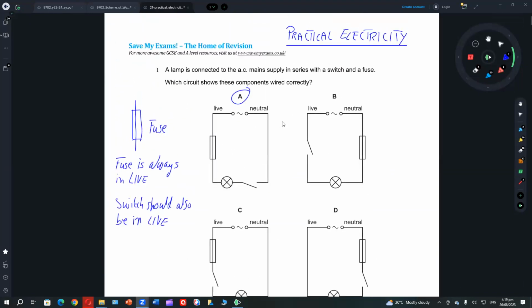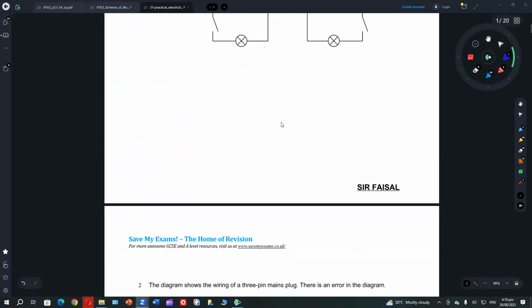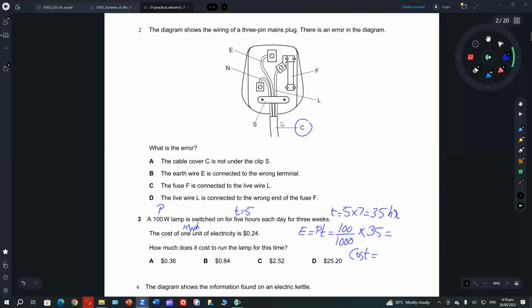We are doing questions on practical electricity, and we have first made the concept that a fuse is always connected in the live wire and a switch should also be in the live wire. So that is why we selected option A. When a three-pin plug is wired, there should be a fuse in the live wire, and the cable cover should be under the clip S.